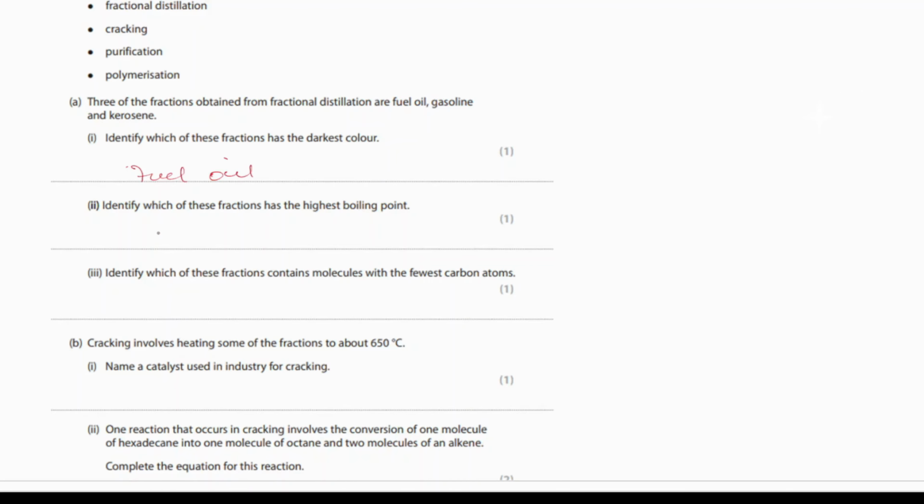Sorry, I wasn't writing. Let me write. Last one. Identify which of these fractions contains the molecule with the lowest carbon number. Gasoline.